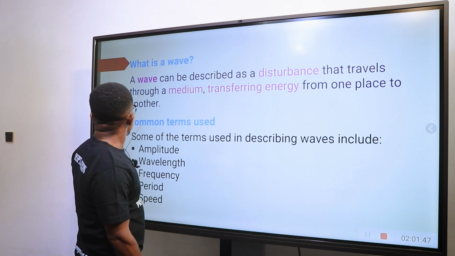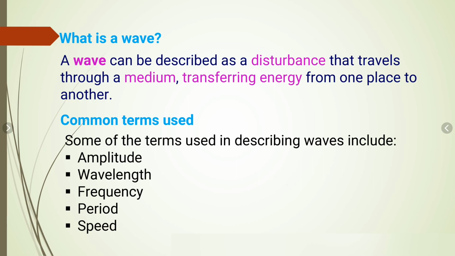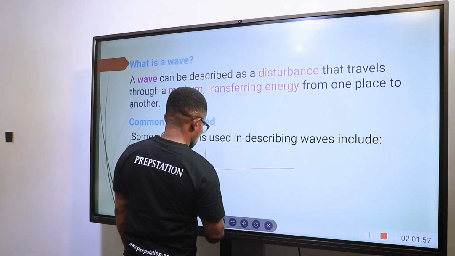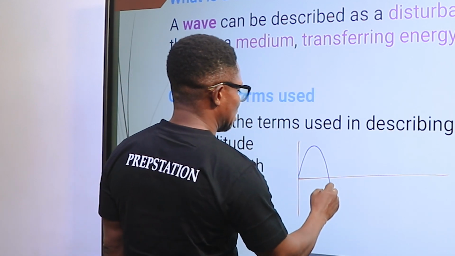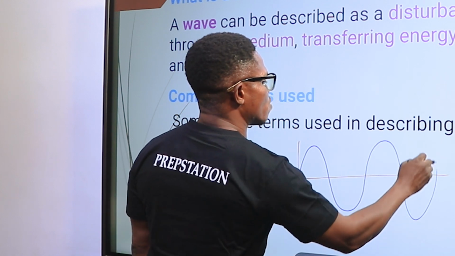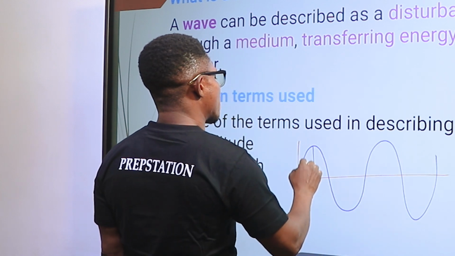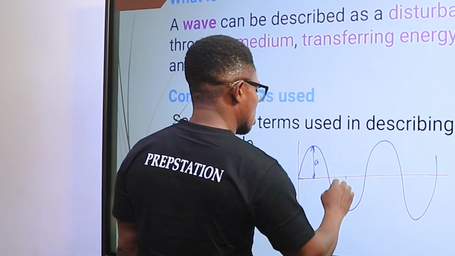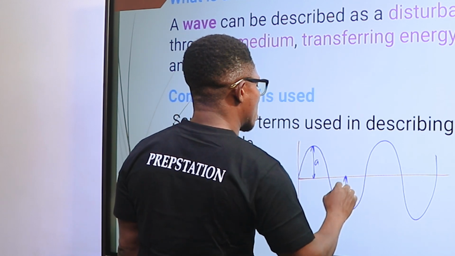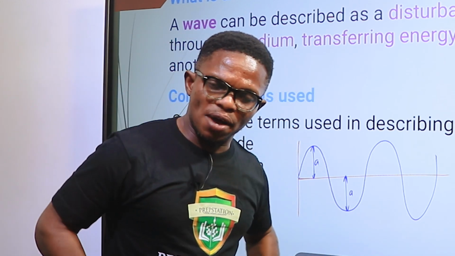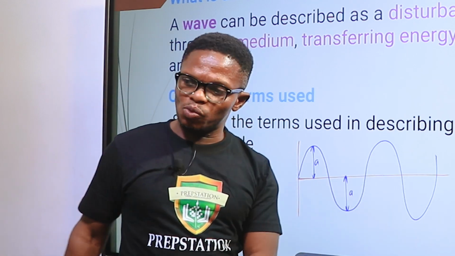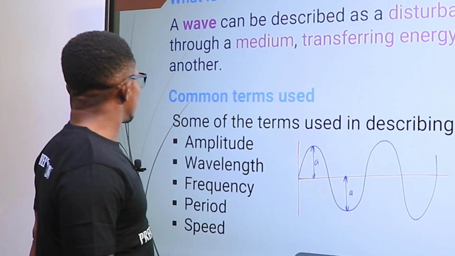Now, common terms used in waves. Number one, we have amplitude. What is amplitude? Permit me to just sketch this diagram. Amplitude is the highest peak of a wave. This is a wave motion, a transverse wave motion. So this point here is called the amplitude. It can also be this. It is the highest point of the wave. You can also define it as the maximum displacement of a particle from its rest point.